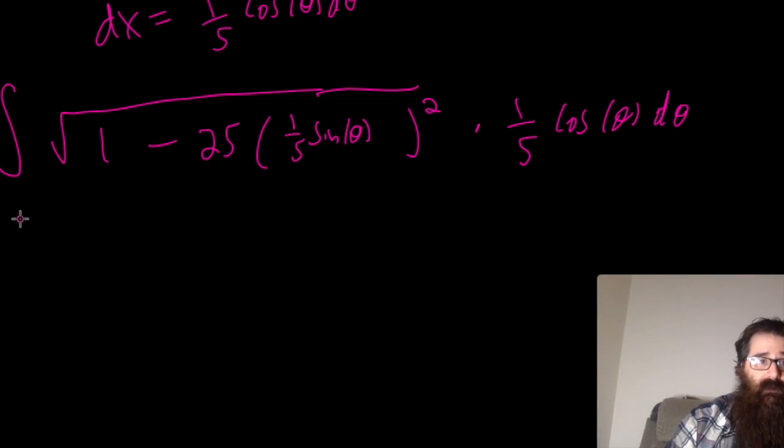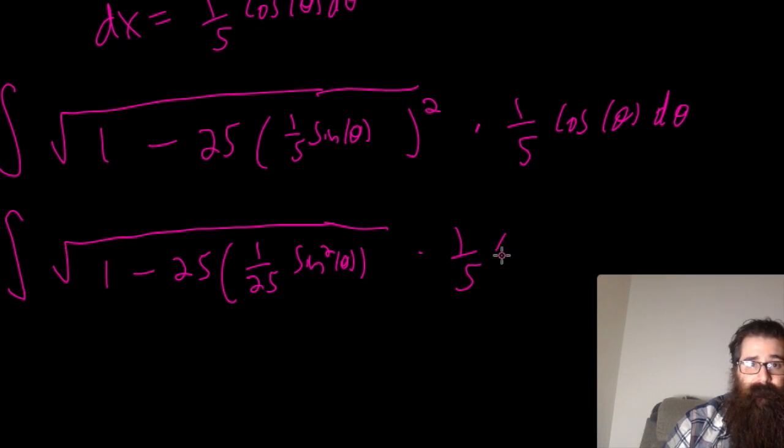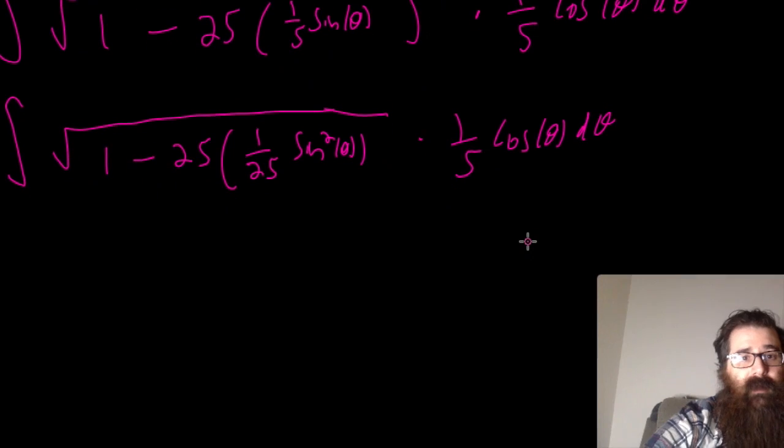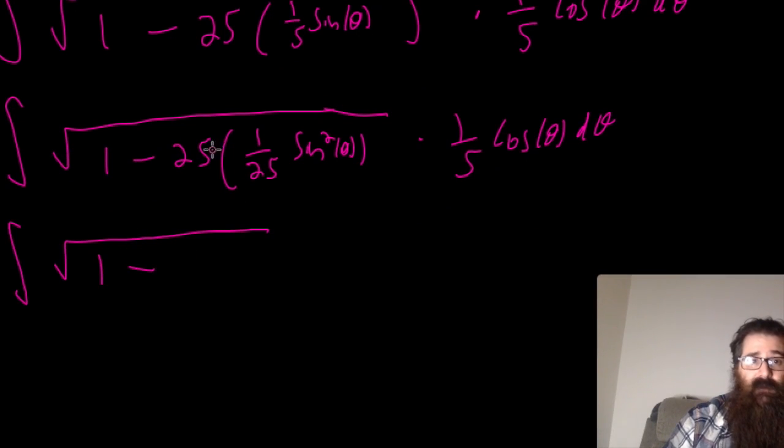So what is this going to do? Well, here I have the antiderivative of the square root of 1 minus 25 times 1/5 times 1/5, which is 1 over 25. Sine times sine is sine squared theta, and then times 1/5 cosine theta d theta. And a little bit more. This one actually turns out pretty nice, I think, because we have the antiderivative of the square root of 1 minus, here the 25s cancel, so it's just 1 minus sine squared theta under that square root, times 1/5 cosine theta d theta.